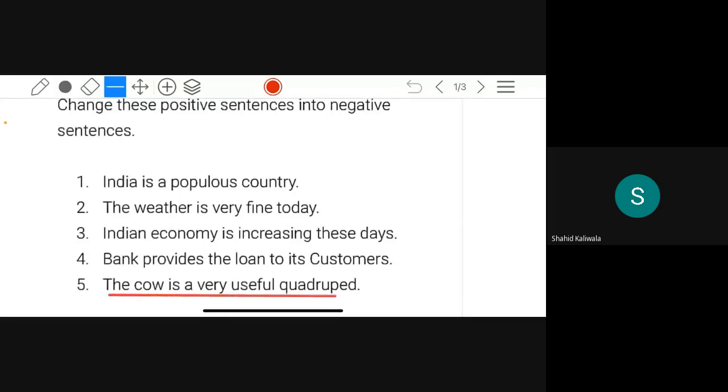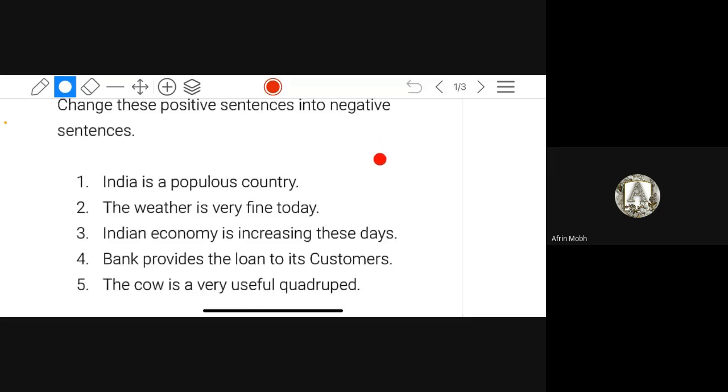The cow is a very useful quadruped. You might not know the meaning of this word, right? The cow is not very useful. Quadruped, that is an animal with four legs, like pig, cow. Also, a monster can be called quadruped. The cow is not a very useful quadruped.